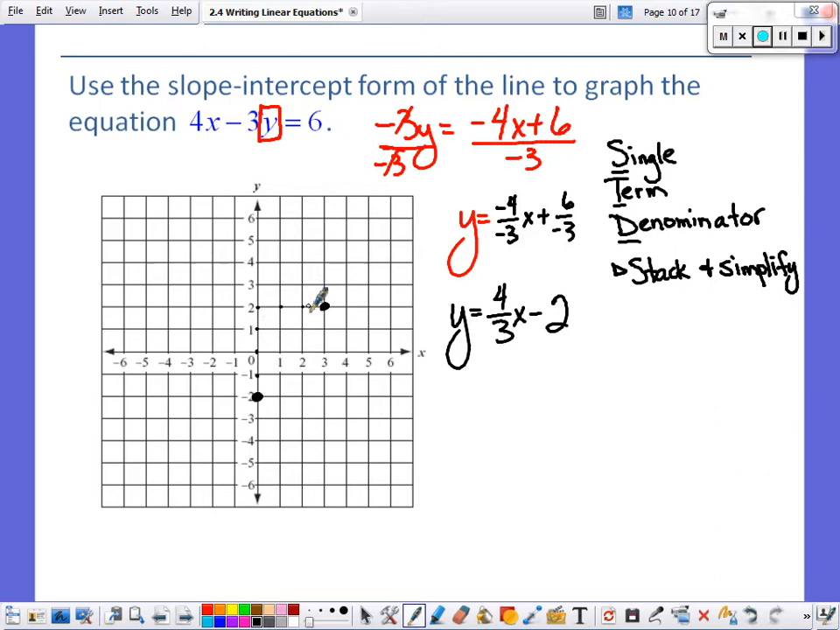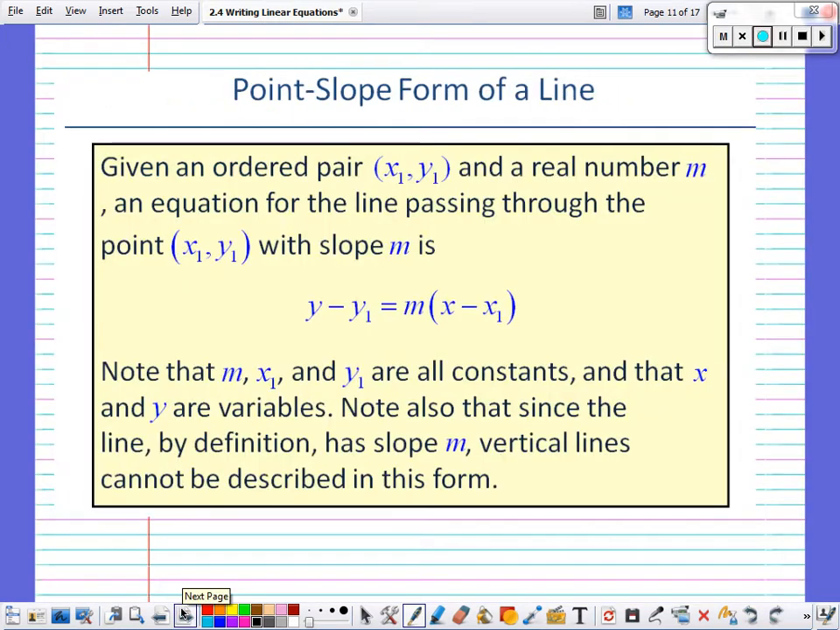So up 4 and over 3 is positive. Draw my line the best I can, and there we go. We got our graph for that linear equation there. Instead of using a t-chart, which you can check yourself doing, we put it in slope-intercept form in order to assist us. Okay? Now let's move on to the point slope.